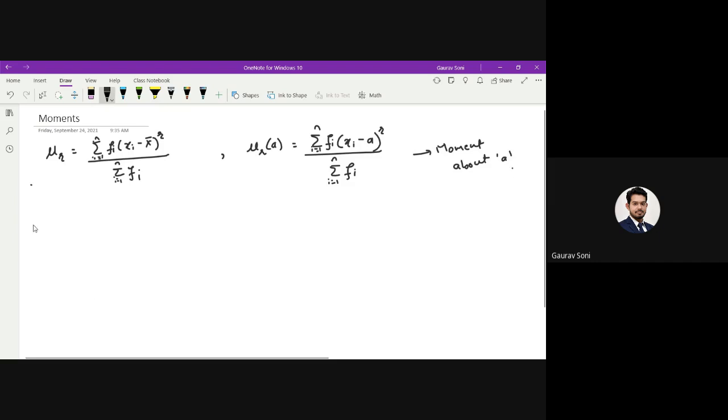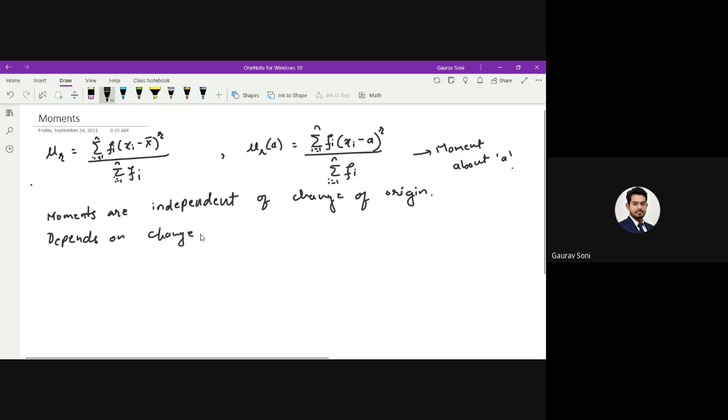Then we saw in the properties that moments are independent of change of origin, and they depend on the change of scale.